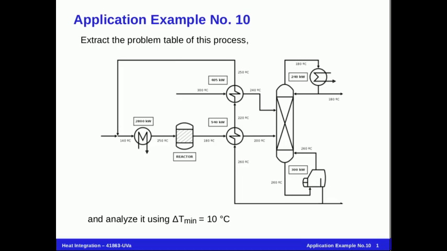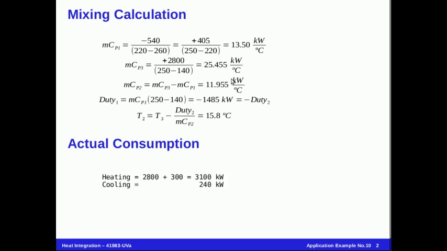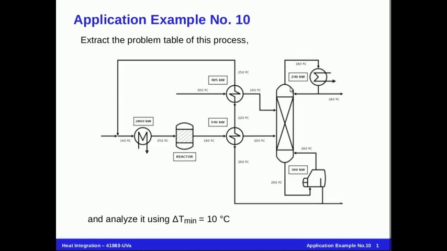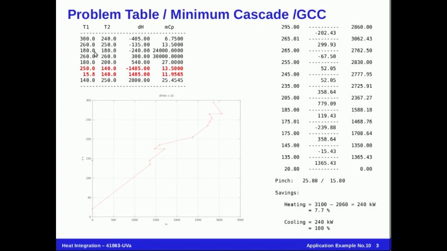The real need of this stream is going from 260 to 250, exchanging 540 minus 405 kilowatts. This gives us 260 to 250, exchanging minus 135 kilowatts. The third hot stream is the condenser from 180 to 180, a flat one, exchanging 240 kilowatts. You can see it in the problem table.